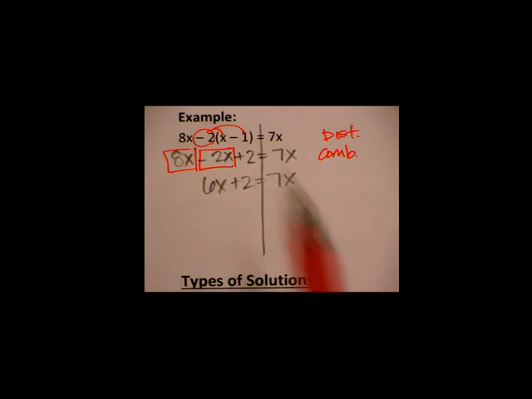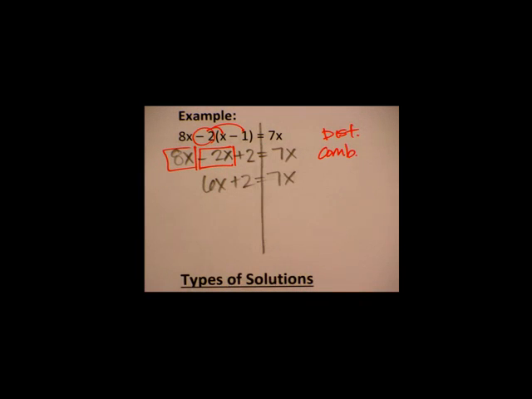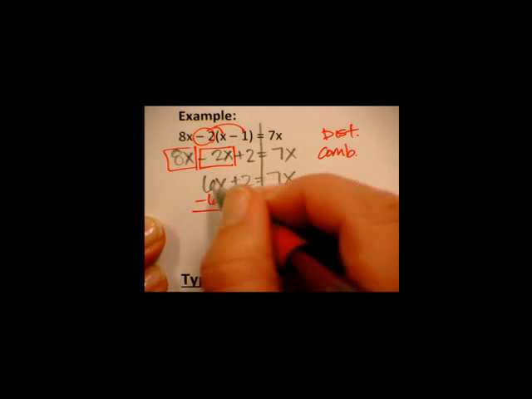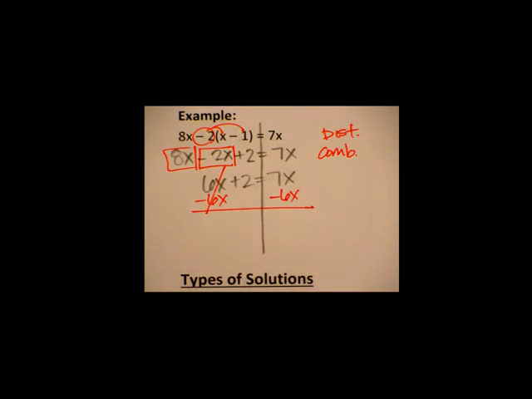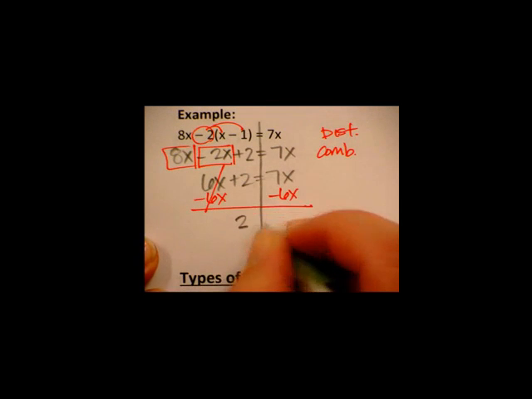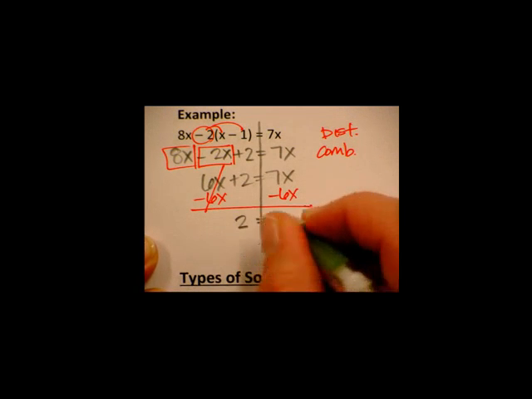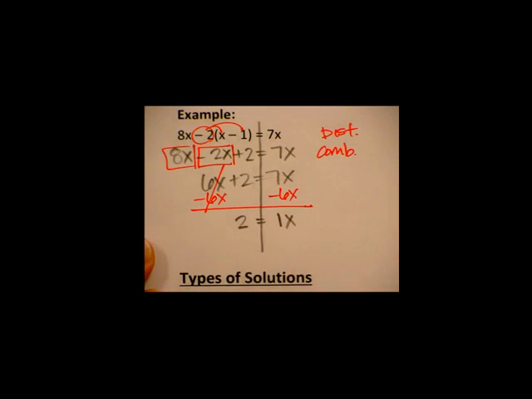But I do notice that I have x's on the left and I have x's on the right. That's a problem. I like to eliminate the smaller of the two terms. So I'm going to minus 6x from both sides. What happens is my 6x's are going to cancel, leaving me with just 2 on the left-hand side. 7x minus 6x is 1x, and I don't have to write the 1 there. My final answer here is just x. x equals 2.